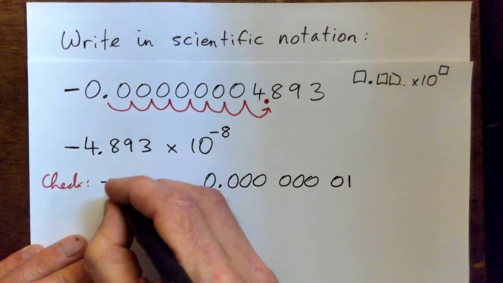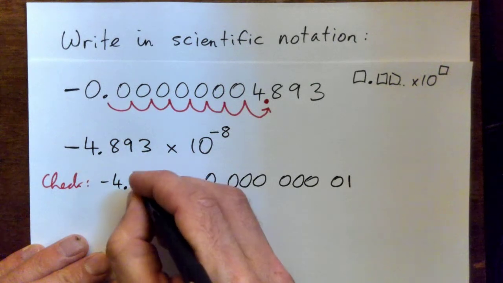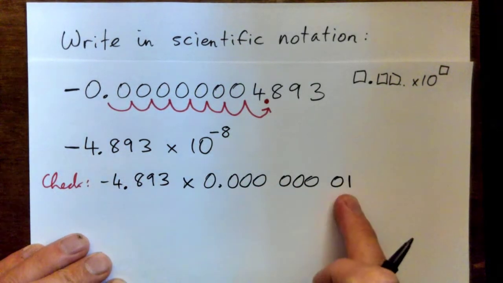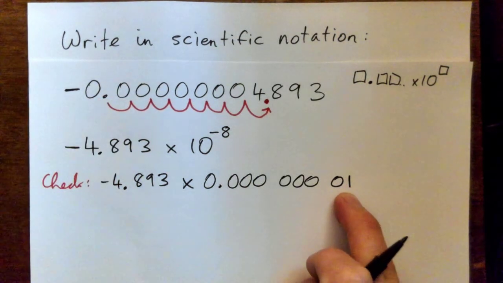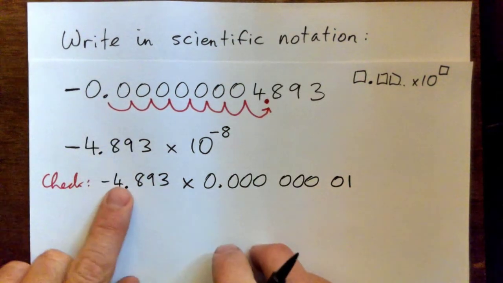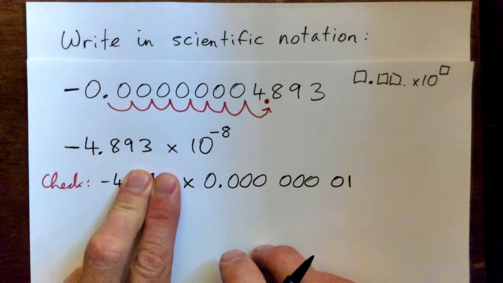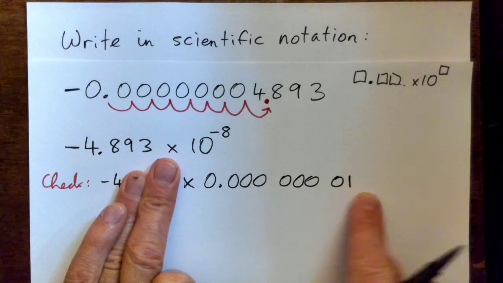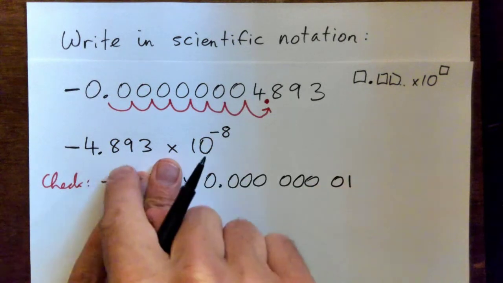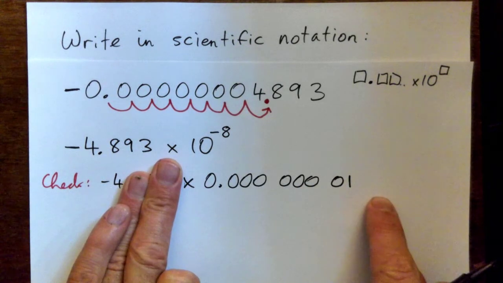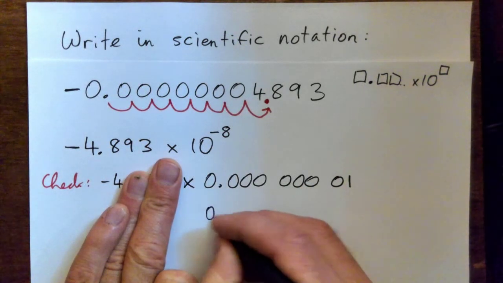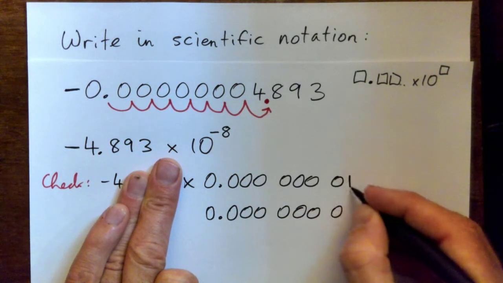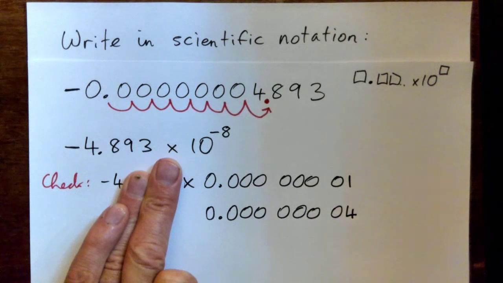And so is this the same thing? Negative 4.893 times that, is that going to equal that? Well, think about it. If it was just negative 4 times that, okay? If you just went negative 4 times this big long decimal, well, first of all, wouldn't you get this? Instead of a 1 there, you get a 4 there. Does that make sense? Yes.